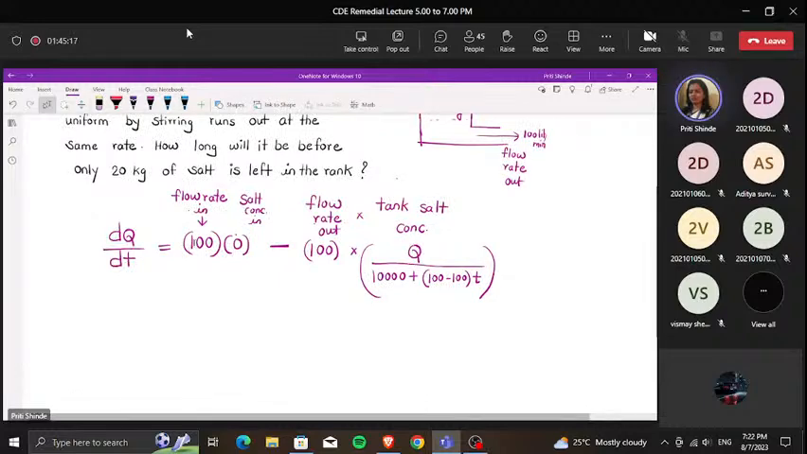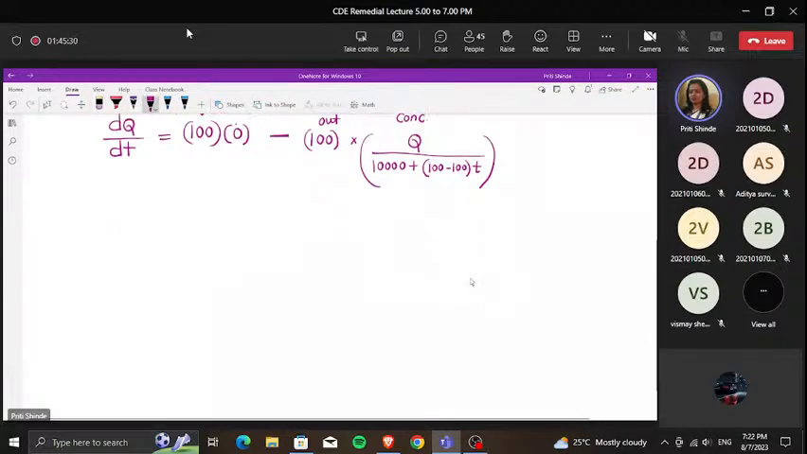flow rate in is 100. Fresh water, so concentration is 0. Flow rate out is 100. Tank salt concentration is Q divided by 10,000 plus flow rate in minus flow rate out into T. So my differential equation is ready.